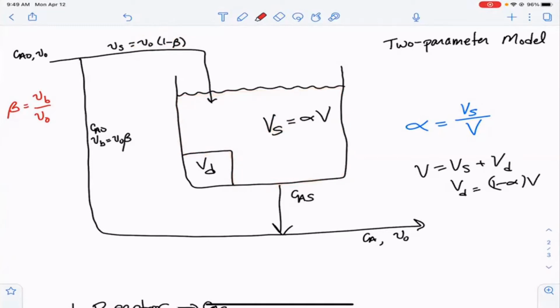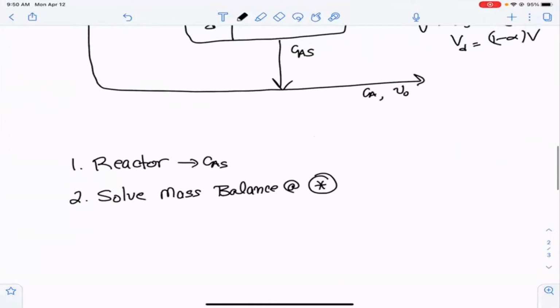Then after we have a look at that, we're going to get an expression for the concentration of A that's leaving the active part of our reactor, or CAS. And then that has to remix with the short-circuited part at steady state. So the second part of our solution is going to involve a mass balance right at that mixing point. All right, so let's do those 2 things. Let's first do the mole balance around the active part of the reactor. Then we will solve the mass balance here.